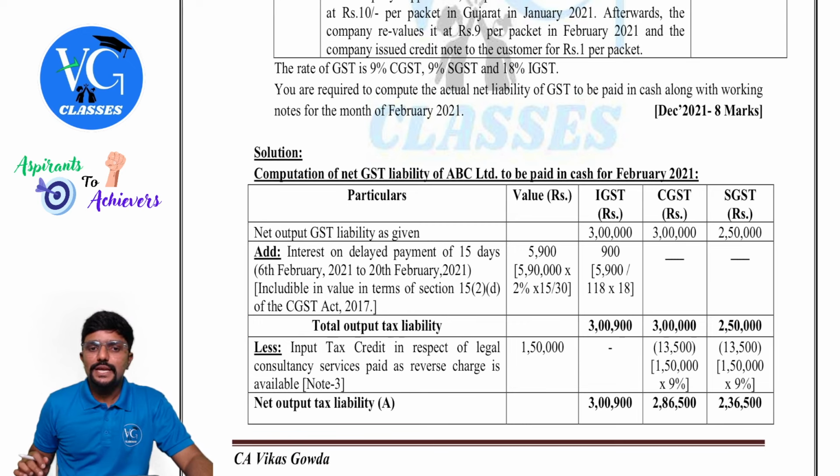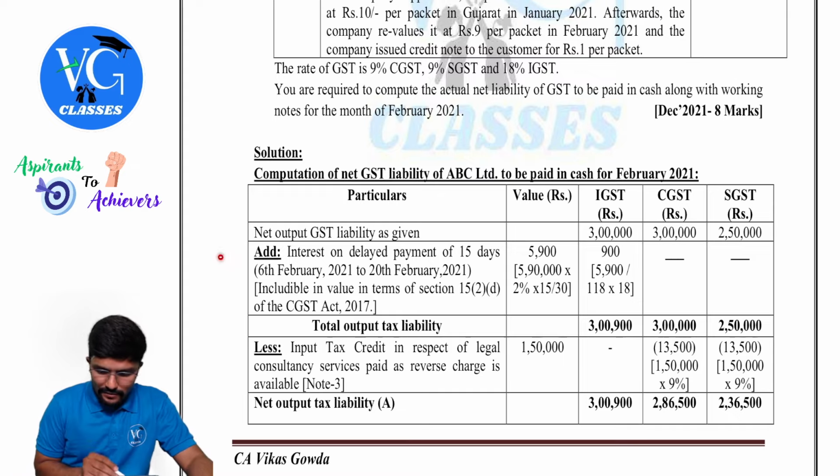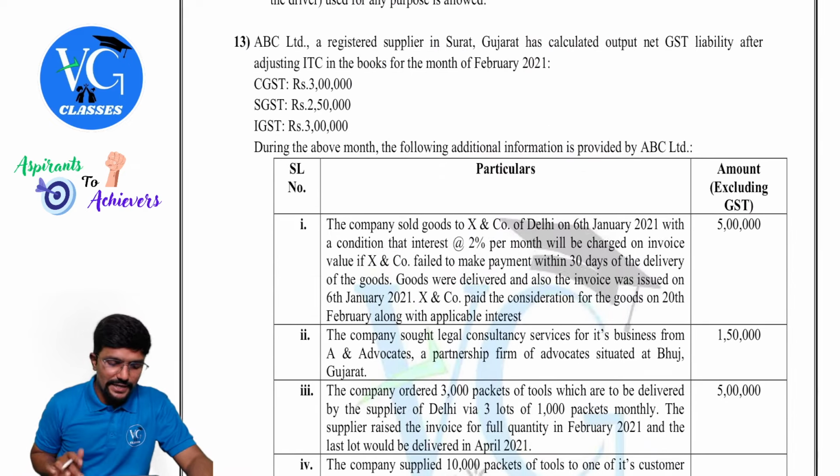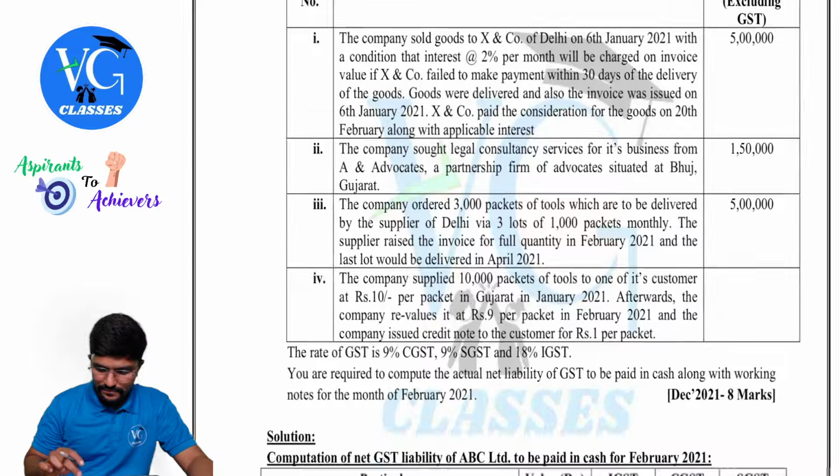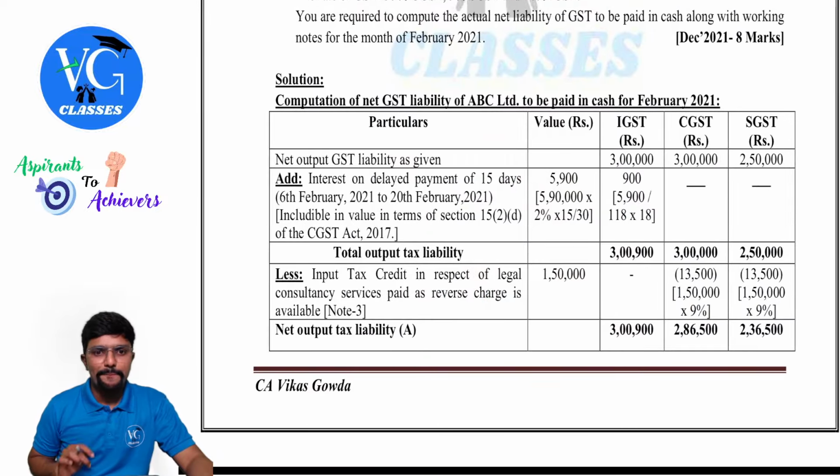Computation of net GST liability of ABC Limited to be paid in cash for February. So whatever is already given, we are taking it as the starting point. These figures, guys, we are taking as the starting point. For that, should we add interest?